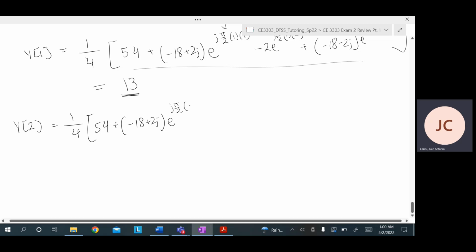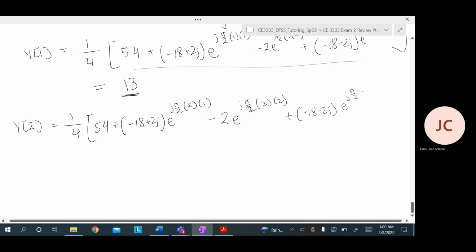So here, n is 2, k is 1. And then minus 2, e to the j pi halves. Okay, n is 2, k is 2. Plus minus 18, minus 2j, e to the j pi halves. N is 2, k is 3. Do all the algebra for that, and you should get 22.